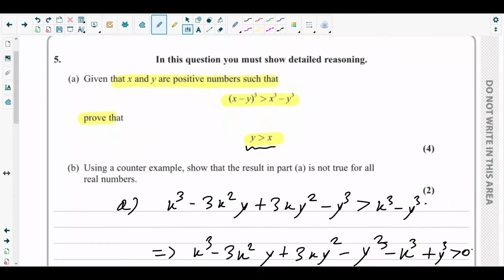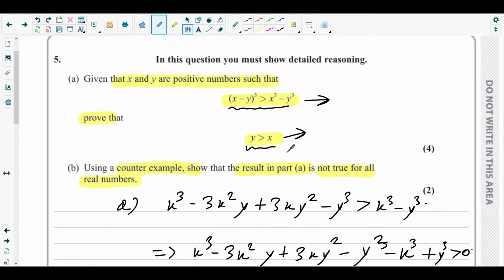Fine. Okay, next is part B. In part B, the question is asking to use a counterexample to show that the result in part A is not true for all real numbers. The result in part A is that x and y are positive numbers such that (x - y) whole cube is greater than x cube minus y cube, and we have proved that this inequality is true for y greater than x.